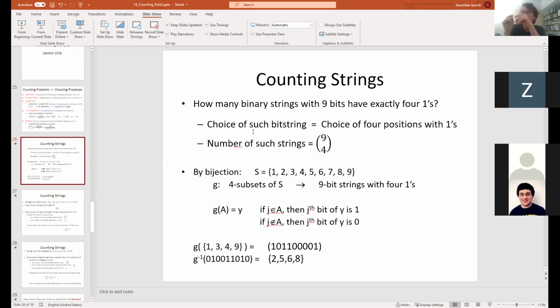I mean, the positions are ordered. There's first, second, third, fourth. They're integers from 1 to 9. But when I take 4 of them to determine where the ones should go in a string, it doesn't matter whether I chose the last position at the beginning or at first. So it's a subset that I'm choosing, of 4 positions in a set of 9 positions.